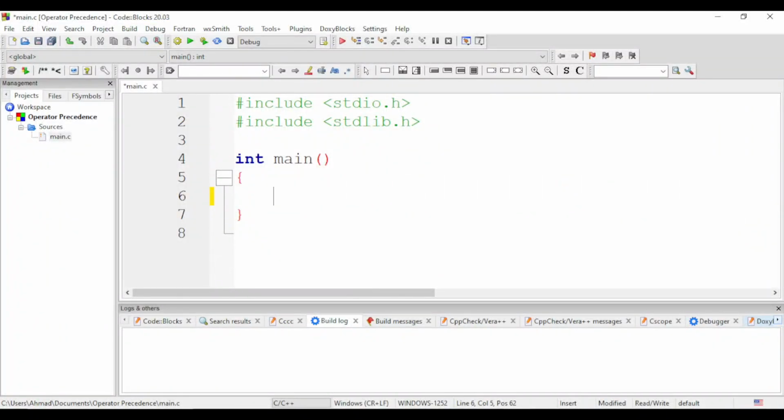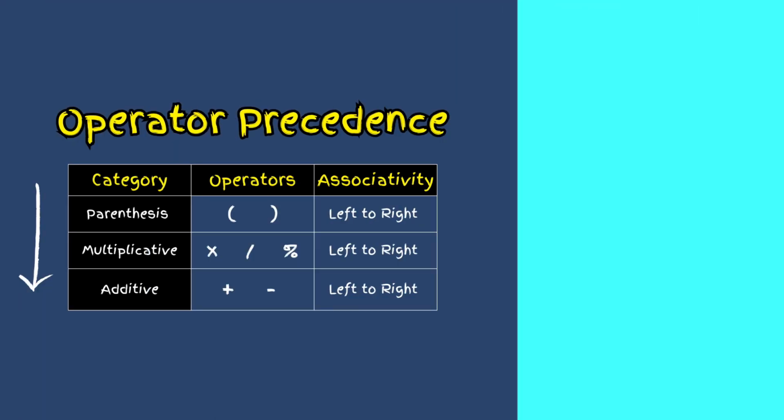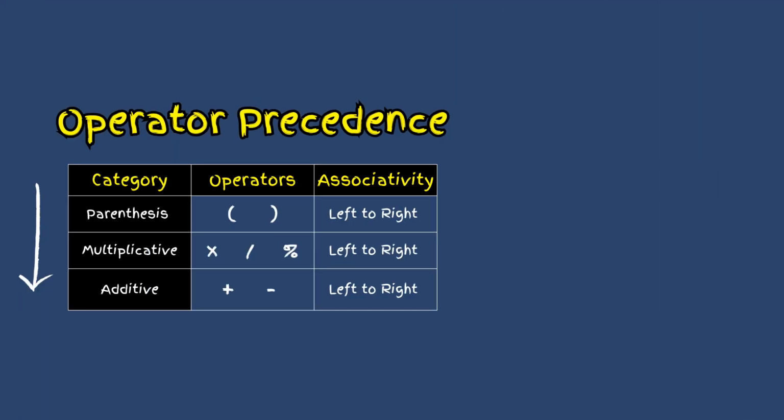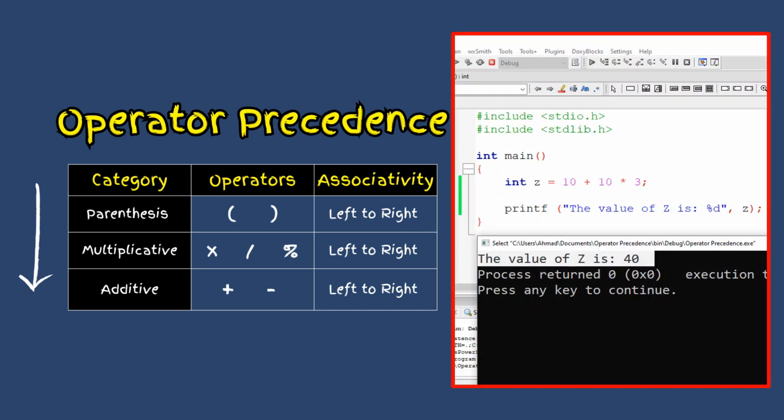We can also use multiple arithmetic operators in a single expression. For example, let's write an expression. Integer z equals 10 plus 10 multiply by 3. But the issue is whether addition will execute first or the multiplication, because the order of execution will influence the results. In this case, operator precedence determines the order in which operators are evaluated. You can see the precedence by looking at this chart. The multiplication operation will be evaluated first due to its higher precedence, followed by addition. So the answer is 40.